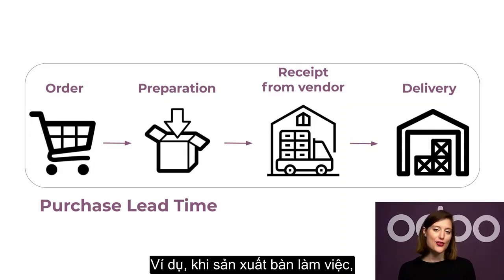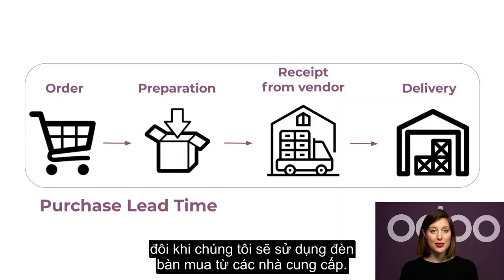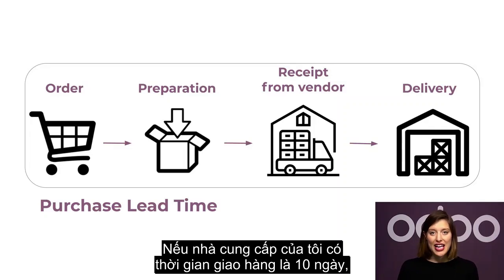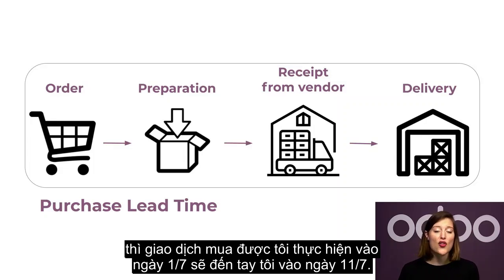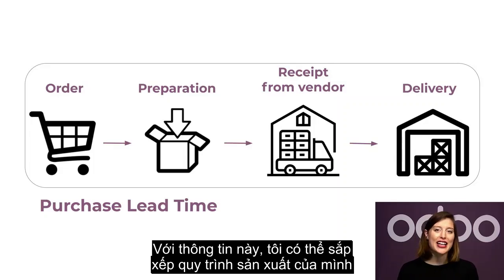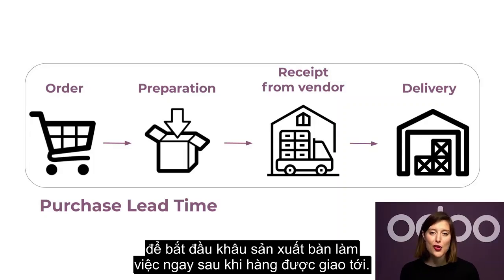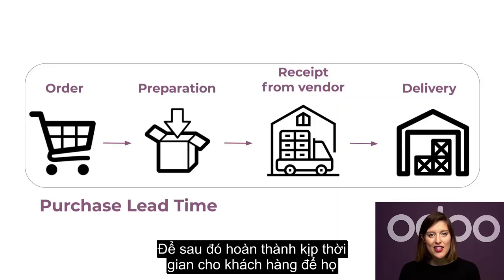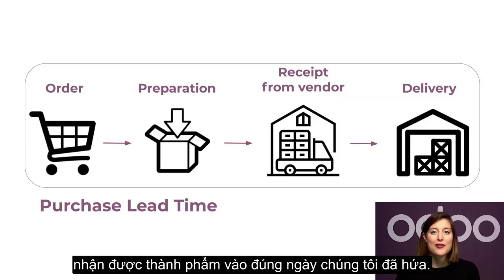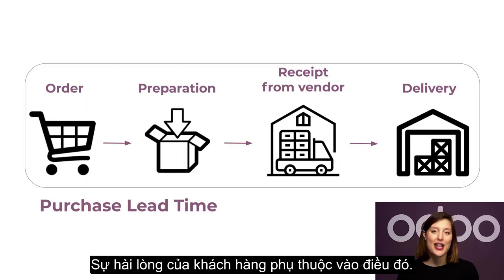When producing our desks, for example, we sometimes use office lamps that we receive from our suppliers. If my vendor has a lead time of 10 days, I know that a purchase made on the 1st of July will arrive on the 11th. With this information, I can organize our manufacturing process to begin the desk production right after the products have been received, and then finish in time for my customer to receive the product by when we said we would deliver. Our customer satisfaction depends on that.